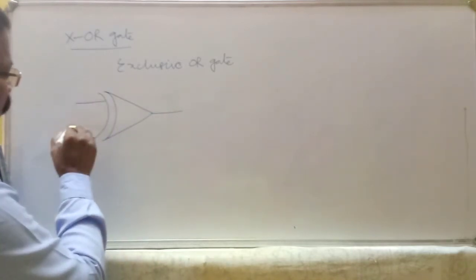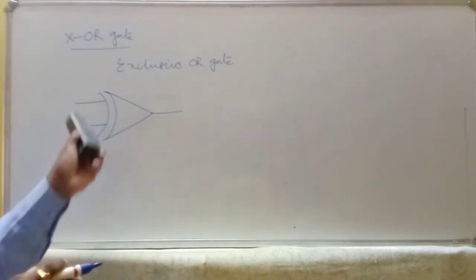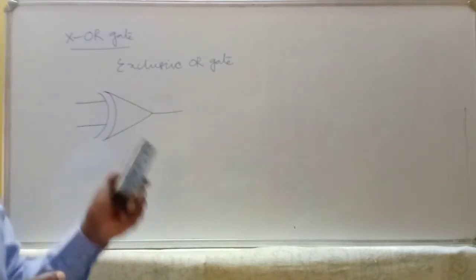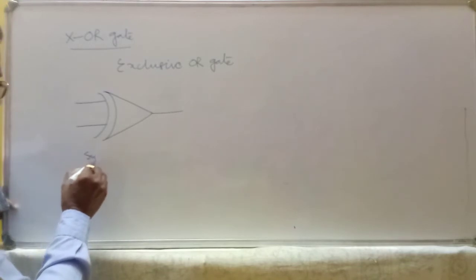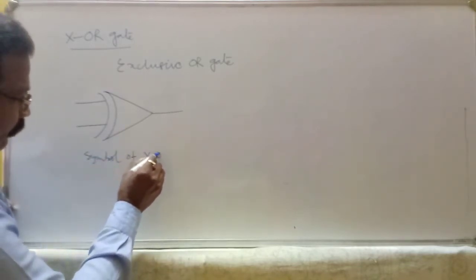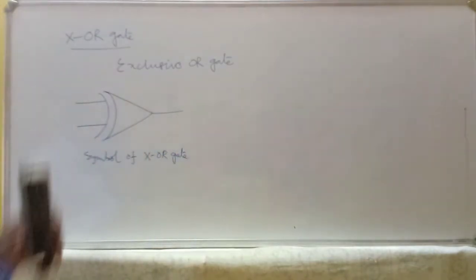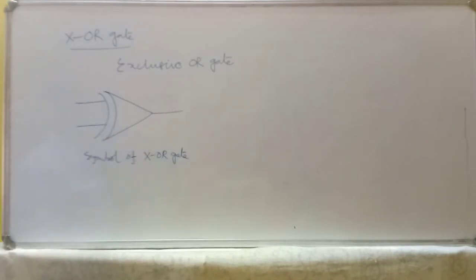It has 2 or more inputs. For example, here we are taking 2 inputs. This is the symbol of the XOR gate.